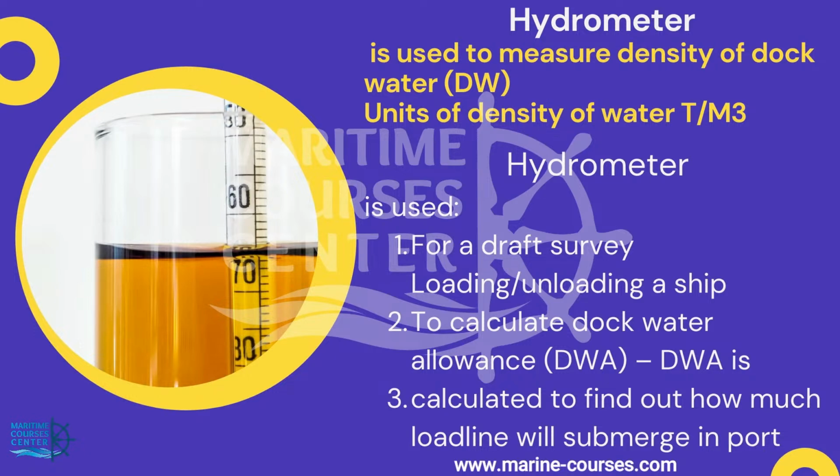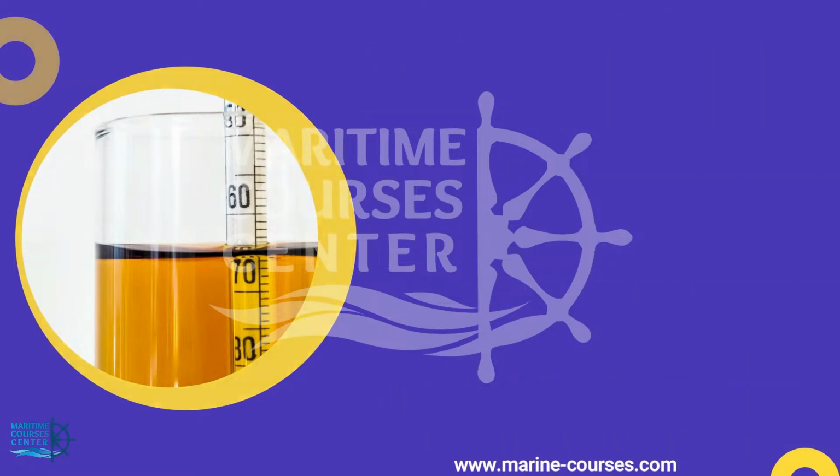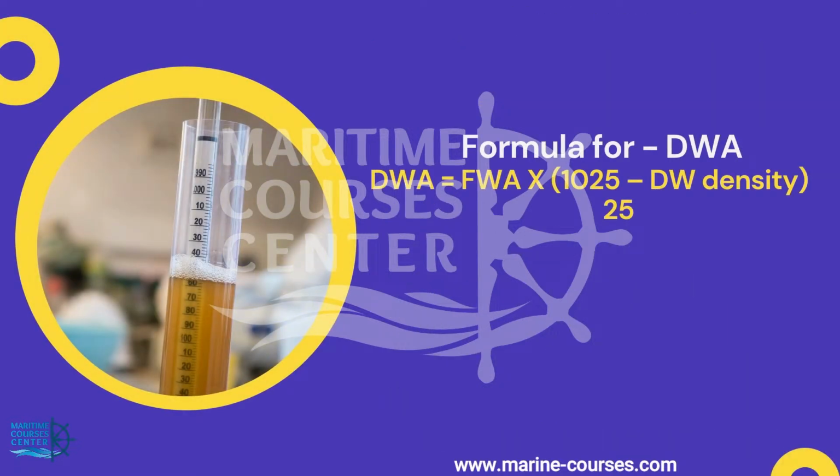Hydrometer is used for 1. Draft survey while we are making loading or unloading a ship. 2. To calculate dock water allowance. 3. To calculate or to find out how much load line will submerge in the port. Dock water allowance is equal freshwater allowance times 1025 minus dock water density, all of this per 25. So we have here the formula of dock water allowance.